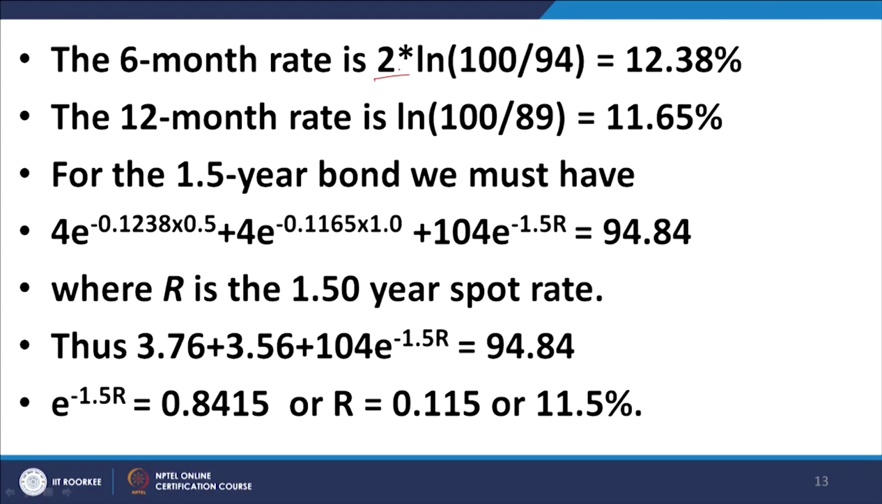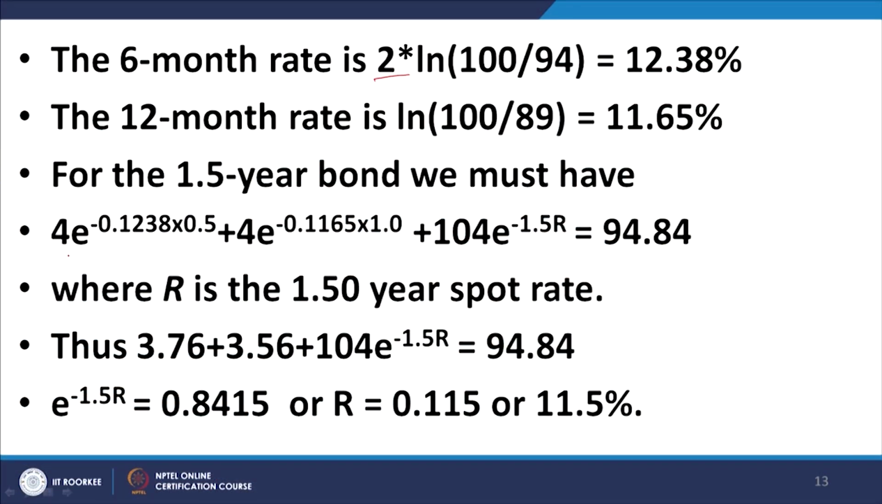For the 1.5 year bond, we have the following equation. What will we receive from this 1.5 year bond? Assume the face value to be 100. We will receive 4 units of money at the end of 6 months. We will receive another 4 units of money at the end of 12 months, and then we will receive 104 units of money at the end of 1.5 years. So, we have to discount these 3 cash flows, and we are given that the current market price of the bond is 94.84, and therefore, we equate it to 94.84.